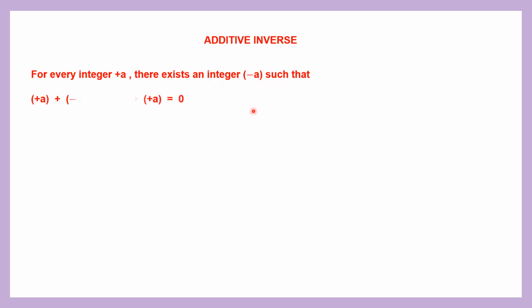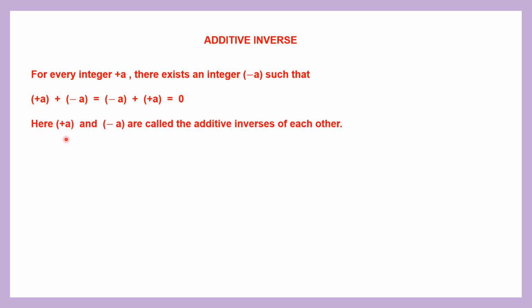165. Now there is something called the additive inverse. Now what is that? For every integer that is positive, there exists an integer that is negative. If you have plus a, the additive inverse will be minus a, such that plus a plus negative a is equal to negative a plus positive a, which should be equal to 0. That means if I take a positive integer, I should add a negative integer to it in such a way that my answer is 0. Then in that case we say positive a and negative a are the additive inverses of each other.